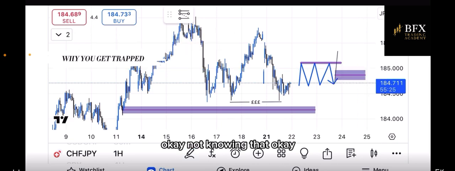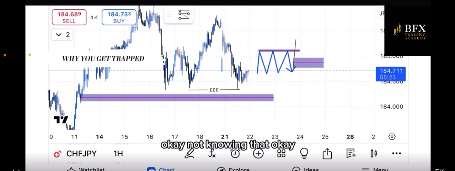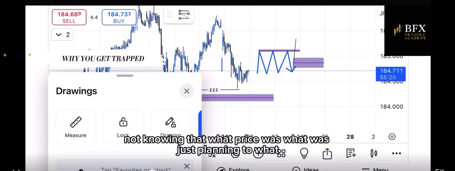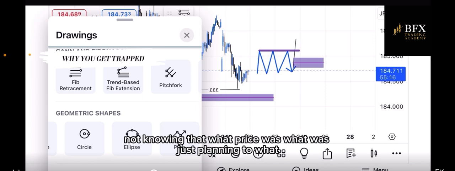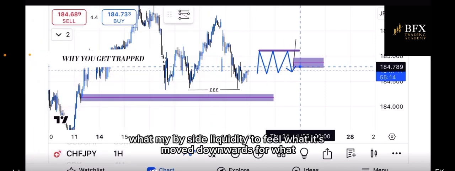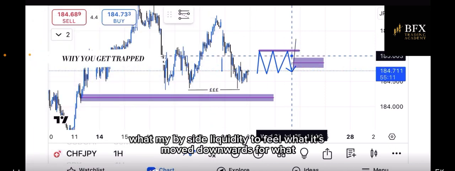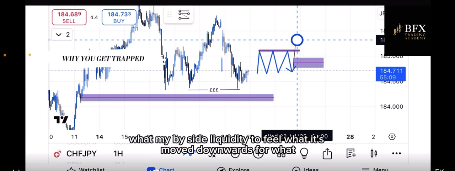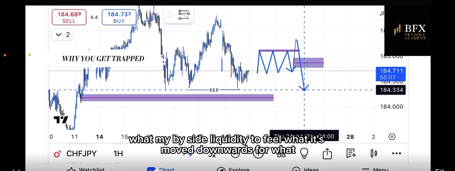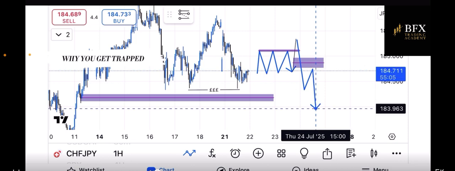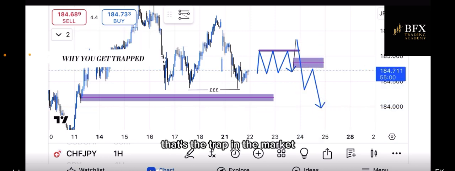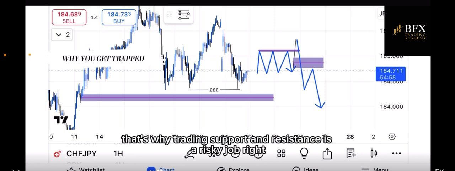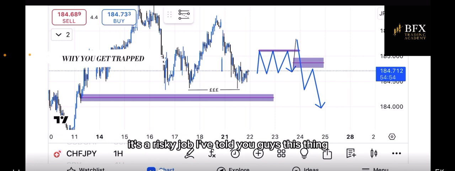Not knowing that price was just planning to grab my buy side liquidity to fuel its move downwards for the sell. Do you understand me? That's the trap in the market. That's why trading support and resistance is a risky job, right? It's a risky job. I've told you guys this thing.